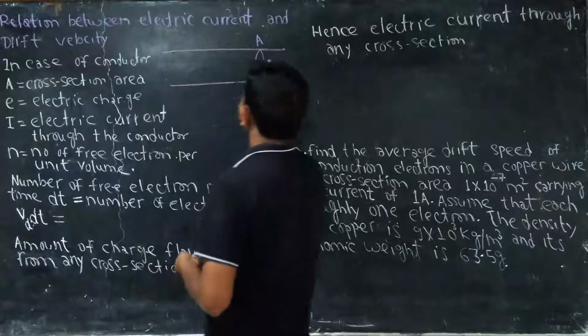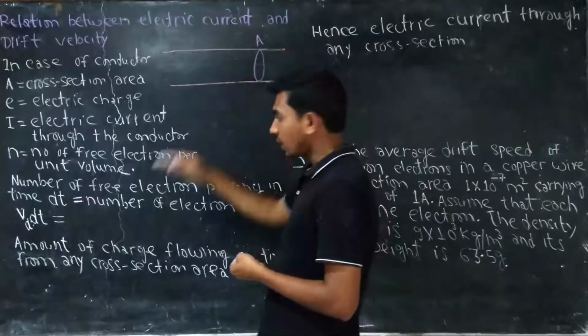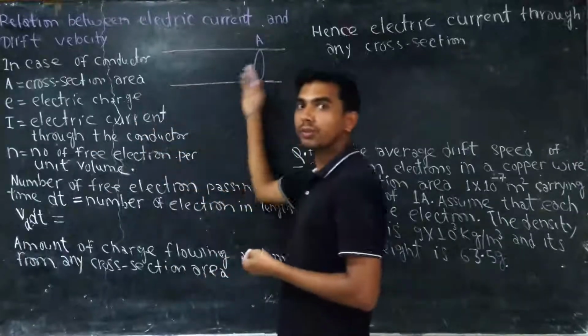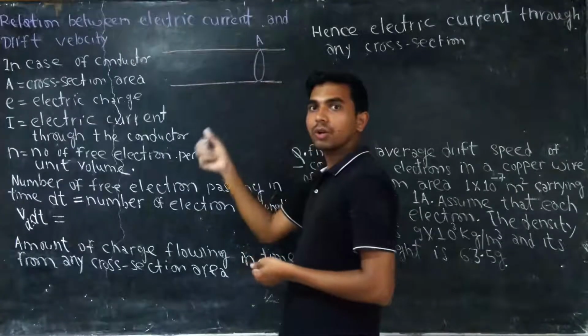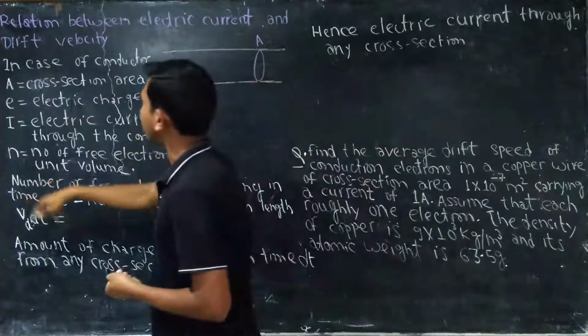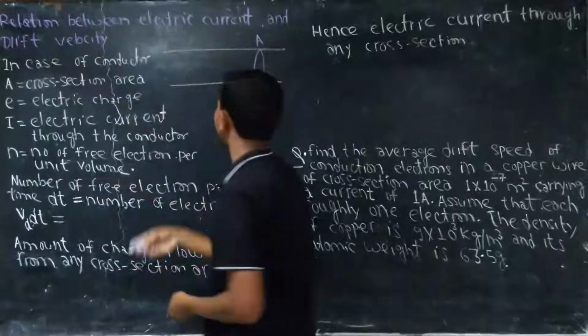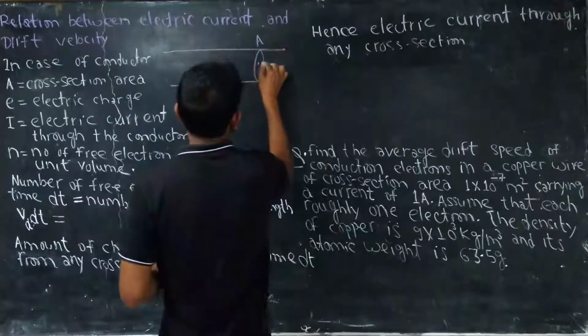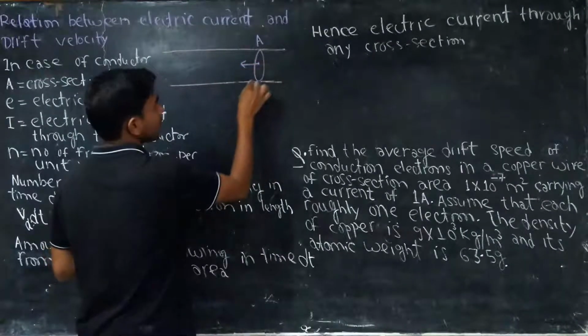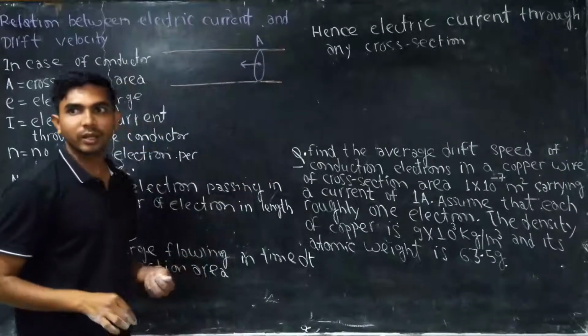So this one is connected to a battery, right? Current is flowing now. That means it is connected through the battery, right? So the electron is moving with drift speed, drift velocity, right? Suppose one electron is present here, right?